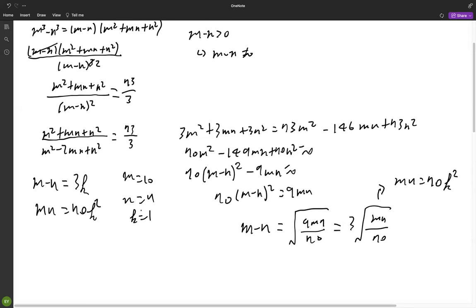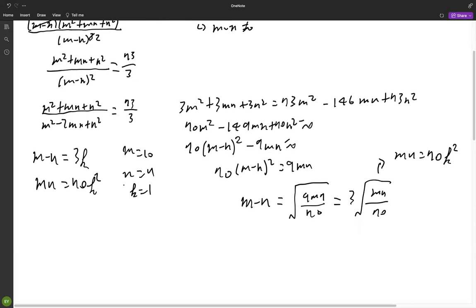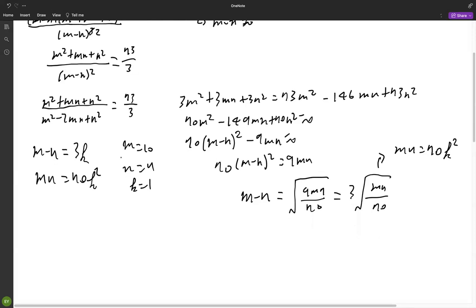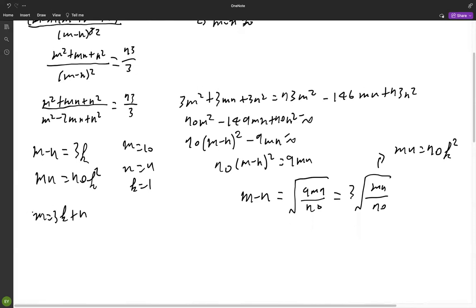So to solve it more mathematically, let's try a substitution. Oh, by the way, this part is not included in the official solution. So if I made any mistake, please let me know. So we know that m is equal to 3k plus n. And let's put it here. So we know that n squared plus 3kn minus 70k squared equals 0.